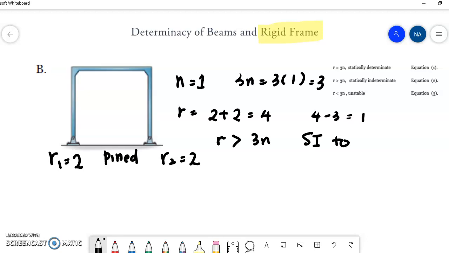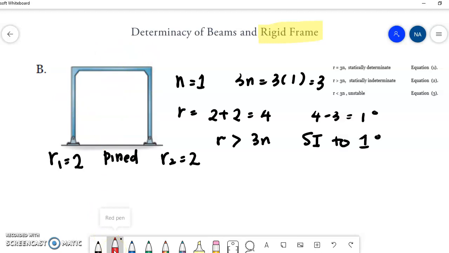3 become 1 degree. So statically indeterminate to 1 degree. Okay, I just want to show you the same. If we did a cutting loop, it will give us the same answer. But we already know that we don't have to do a cutting loop because there is no closed loop here.